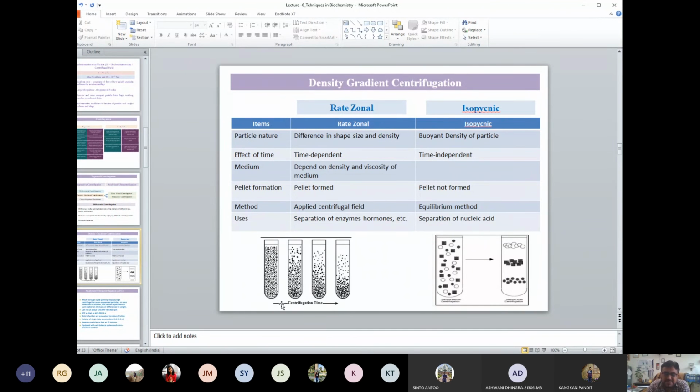And it is because of this reason that when you go on increasing the centrifugation time, these particles will settle down at the bottom. So these are some of the differences which we should know between the rate zonal and the isopycnic centrifugation.